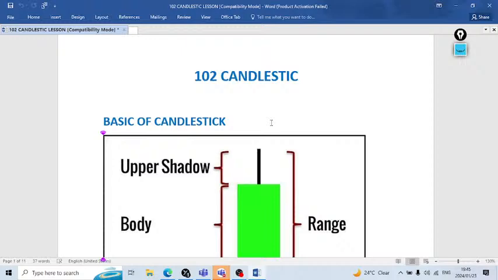I'm DC. Today we're going to be learning about candlestick patterns and how we can master our price action using candlestick patterns. There is a lot of information carried within each and every candlestick. So basically that's what we're going to be looking at.